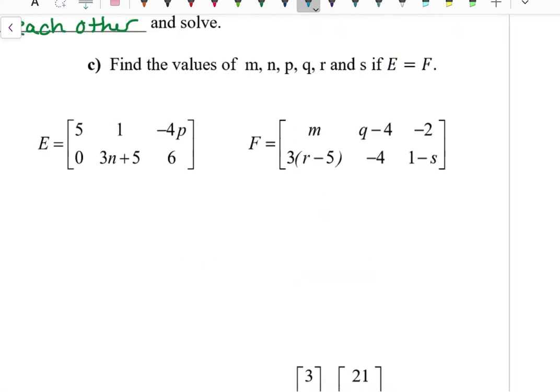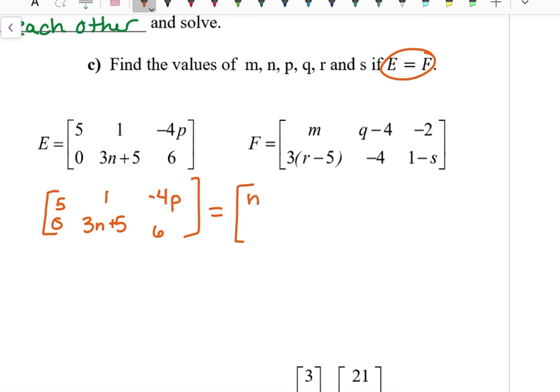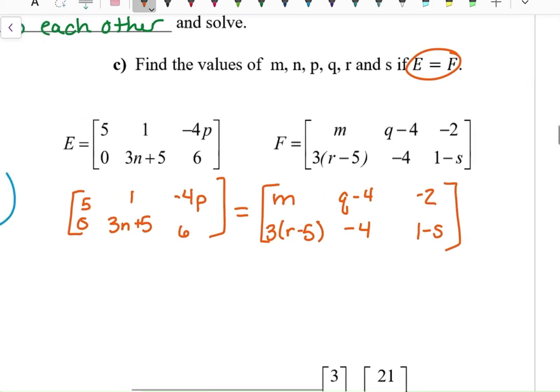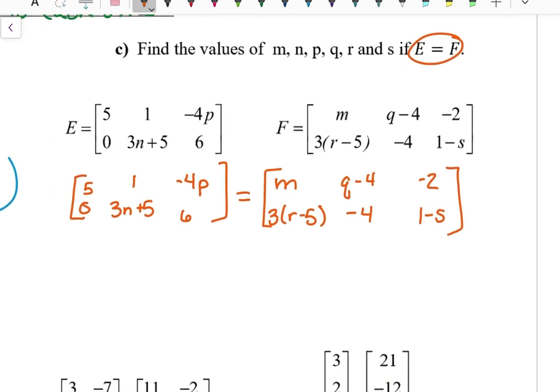For c, I have a lot more variables to figure out, but I'm just going to do the same thing. I know that e and f are equal, so I'm going to set these two matrices equal to each other. So I've got 5, 0, 1, 3n plus 5, negative 4p, and 6. And it's going to be equal to m, 3r minus 5, q minus 4, negative 2, negative 4, 1 minus s. Cool. So I was just rewriting these right below, but I'm making them equal.